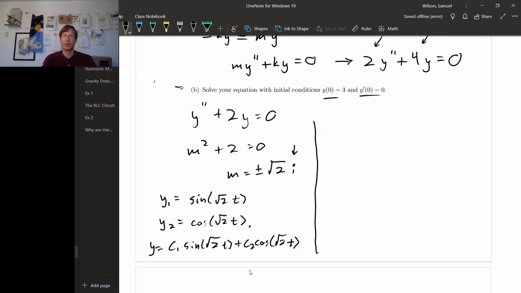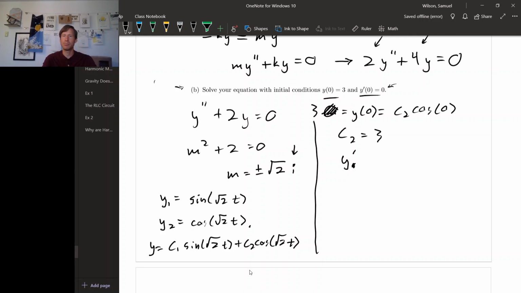So y of 0 is supposed to be 3, not 0. If we plug 0 into our general solution down here, we get c2 times cosine of 0, right? Sine of 0 is 0, so the sine part goes away. So c2 is 3. And then we need a derivative to use our other initial condition here.